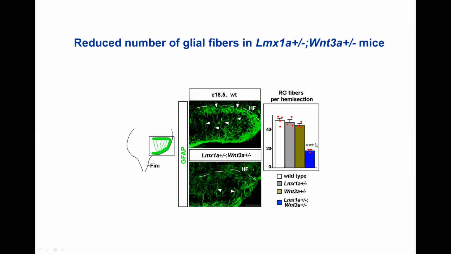Next, we studied the glial scaffold in the same mice. So, as before, glial fibers were identified based on GFAP immunohistochemistry. You can see glial fibers here in wild-type embryos, but in Lmx1a Wnt3a double heterozygotes, the number of glial fibers was dramatically reduced, and this difference was statistically significant.